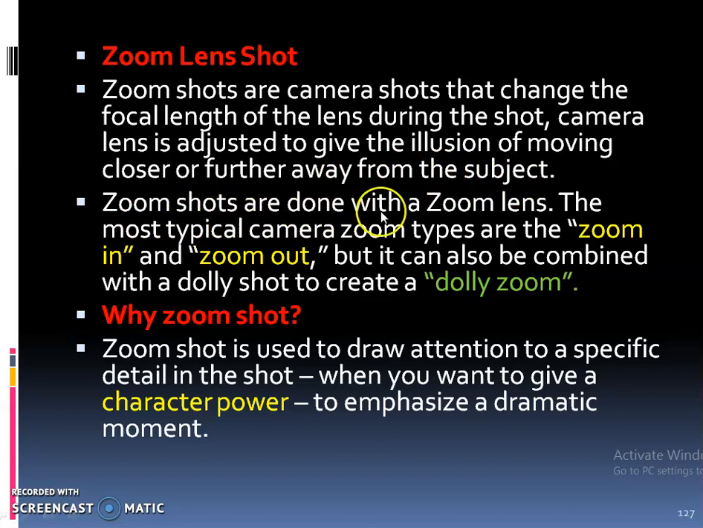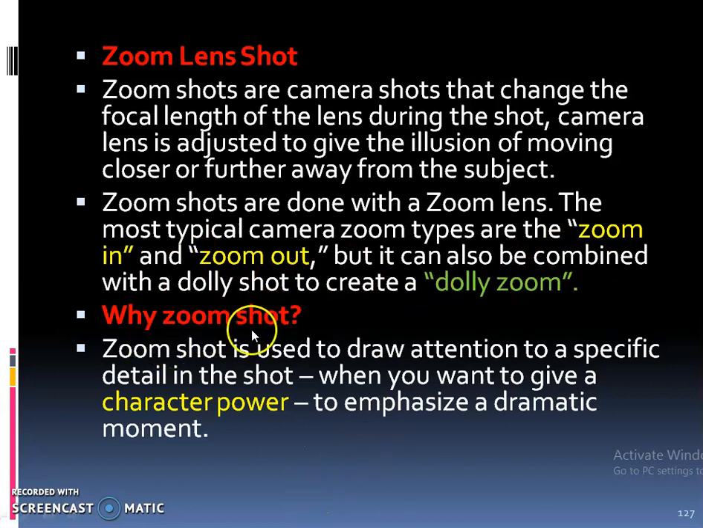Zoom shots are done with a zoom lens. The most typical camera zoom types are the zoom in and zoom out. But it can also be combined with a dolly shot to create a dolly zoom.